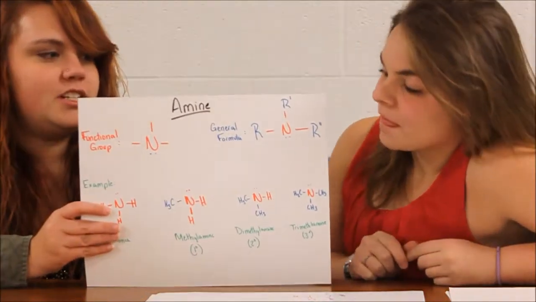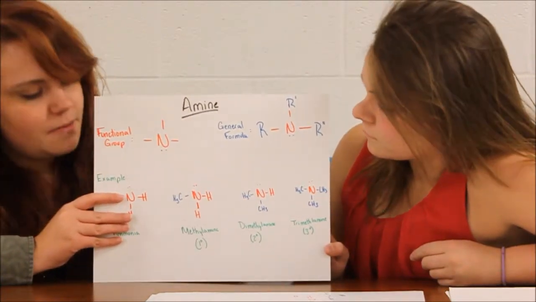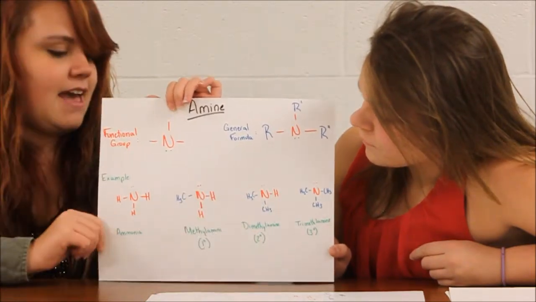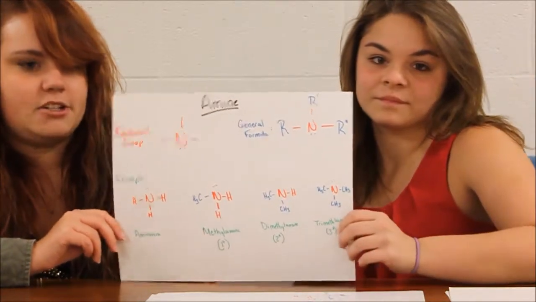The second functional group we're going to talk about is an amine, which is a compound that can be made up of a nitrogen connected to 1, 2, or 3 carbon atoms by single bonds, as you can see in our examples. And then those again too can be primary, secondary, or tertiary, depending on the number of attached carbons.